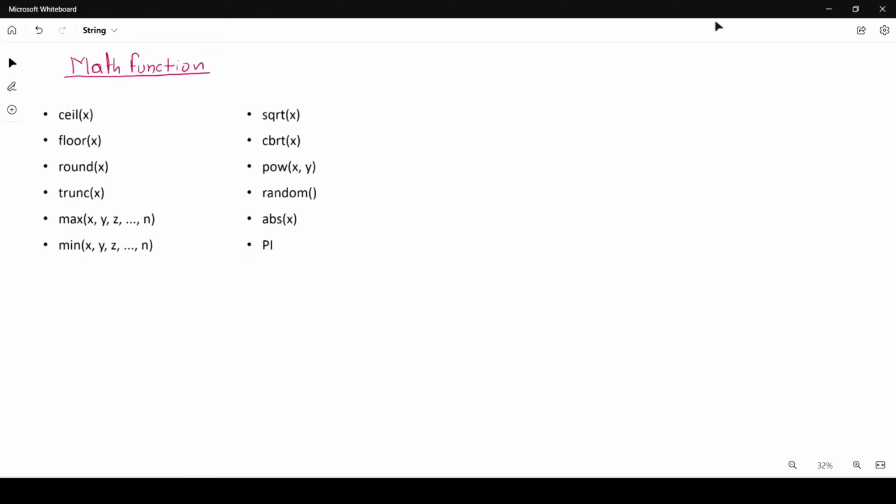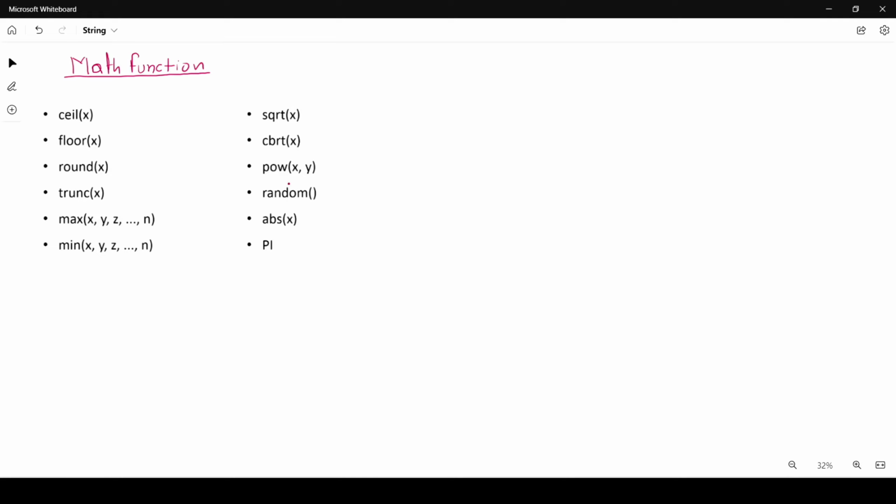Hello friend, now we are going to discuss math functions in JavaScript. First of all, we have these Math functions that we can use in JavaScript. First is ceil, then floor, round, trunc, max, min, sqrt, cbrt, and the power function. Then we have the random function. Then we have the absolute function abs, and then we have the property PI.